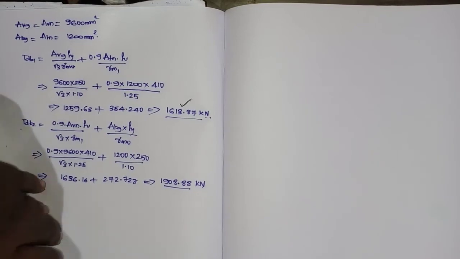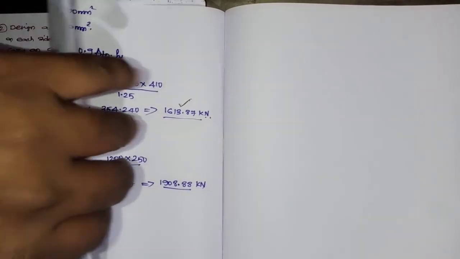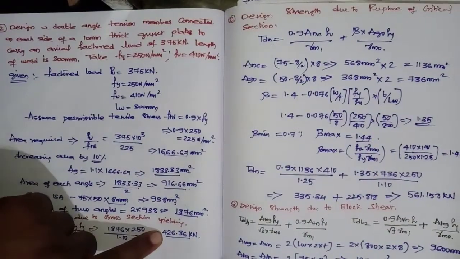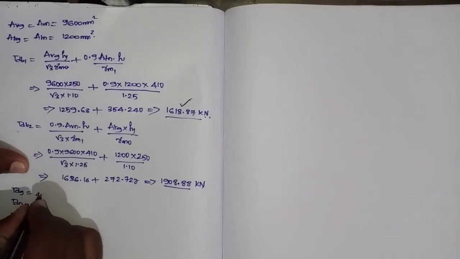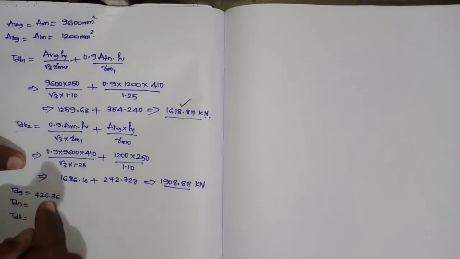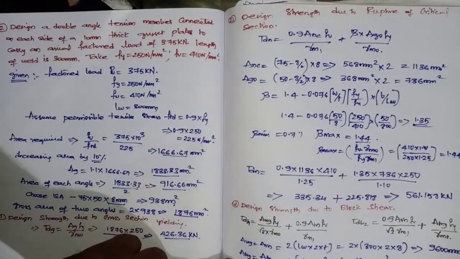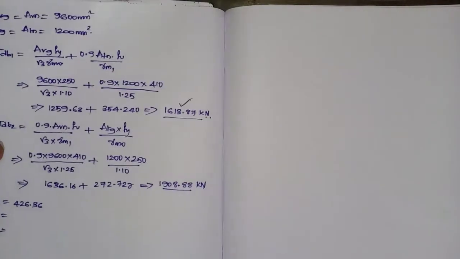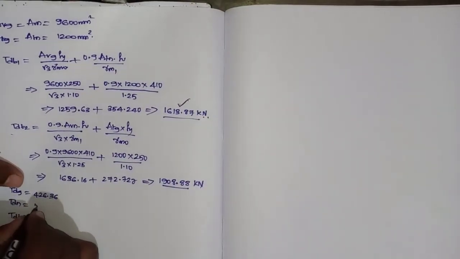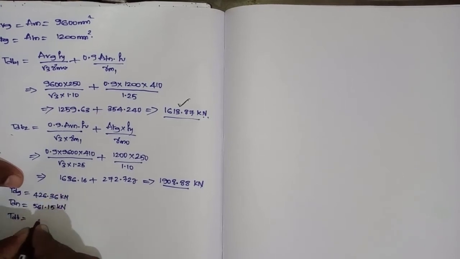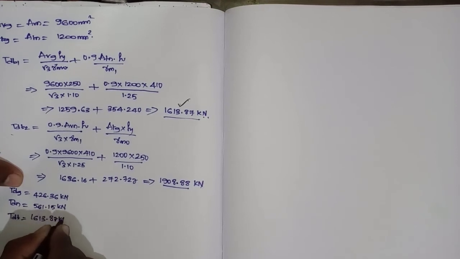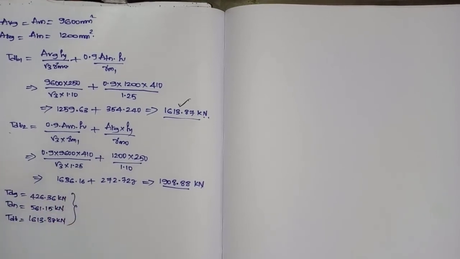What is this TDG? How much is it? 426.36. What is TDB? 561.158. All these are what? Kilonewtons. Next one is 1613.87 kilonewtons.